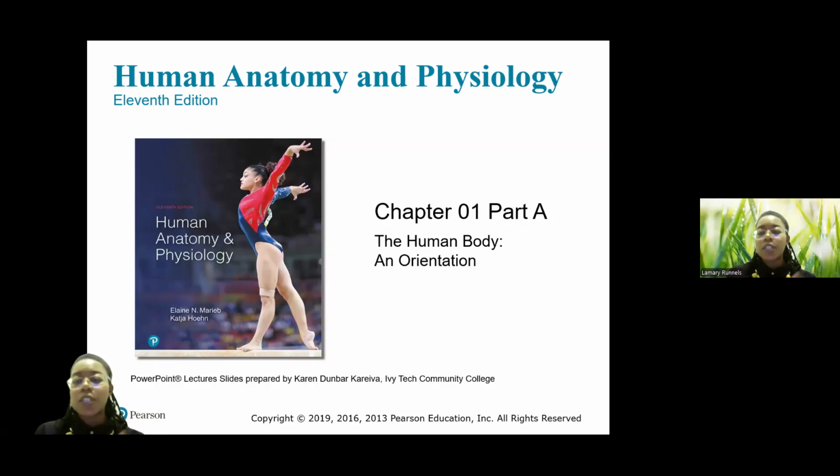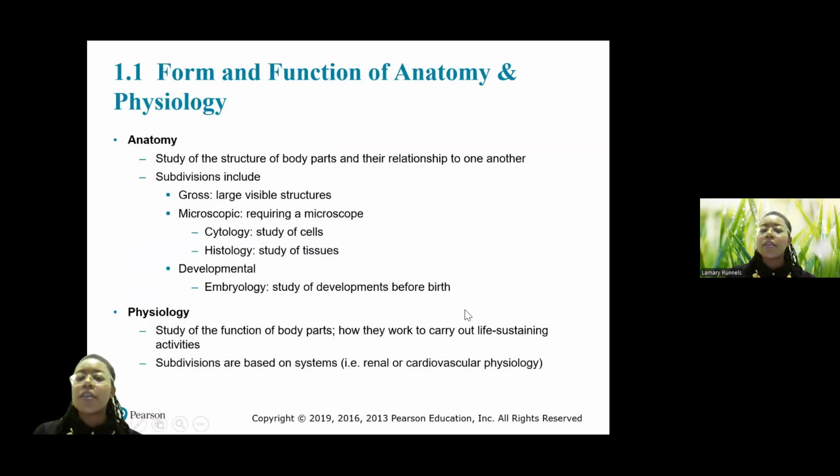Chapter 1 has been divided into two parts, part A and part B, and we're going to go over part A today. First and foremost, anatomy is the study of the structure of body parts and their relationship to one another, and physiology is how those body parts function. So anatomy would be the brain, the heart, the liver, and physiology would be how does the brain work? How does the liver work? How does the heart actually pump blood throughout the body? Those are the two big, large subdivisions of anatomy and physiology.